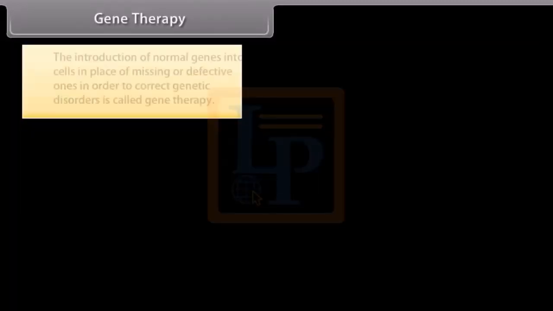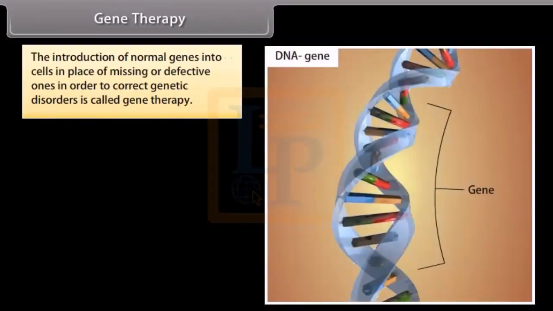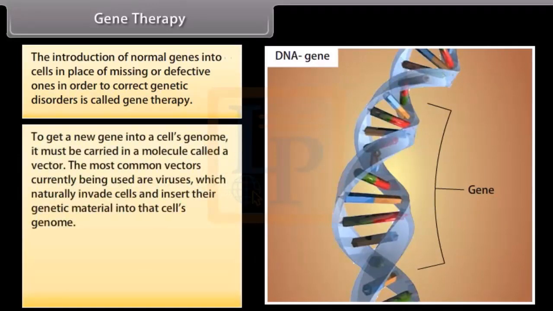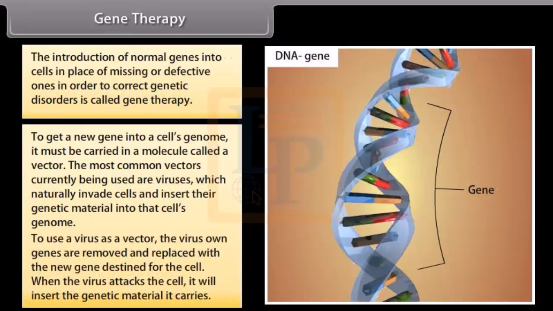Gene therapy. The introduction of normal genes into cells in place of missing or defective ones in order to correct genetic disorders is called gene therapy. To get a new gene into a cell's genome, it must be carried in a molecule called a vector. The most common vectors currently being used are viruses, which naturally invade cells and insert their genetic material into that cell's genome. To use a virus as a vector, the virus' own genes are removed and replaced with a new gene destined for the cell.